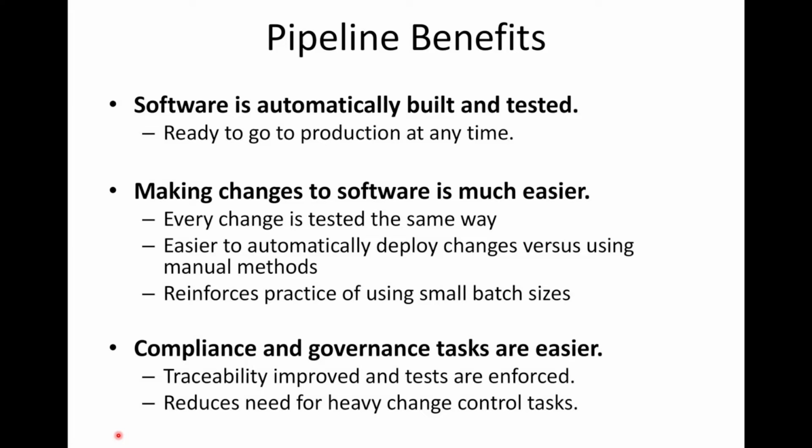And because we can test our software via a deployment pipeline so quickly, it reinforces this practice of making small changes to our software. So we want to be able to make small changes to our software. Remember, small batch sizes, and then be able to frequently deploy those changes into a production environment. The only way to do that is by using some sort of automated deployment pipeline.